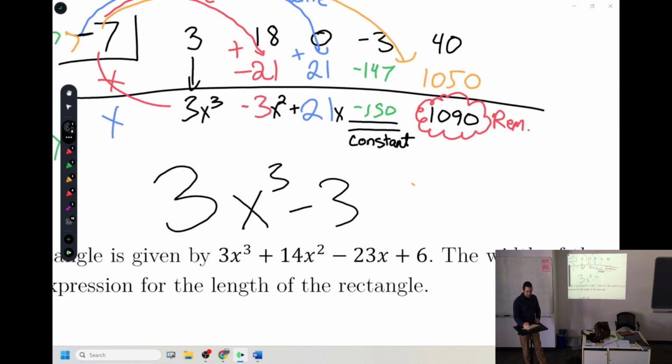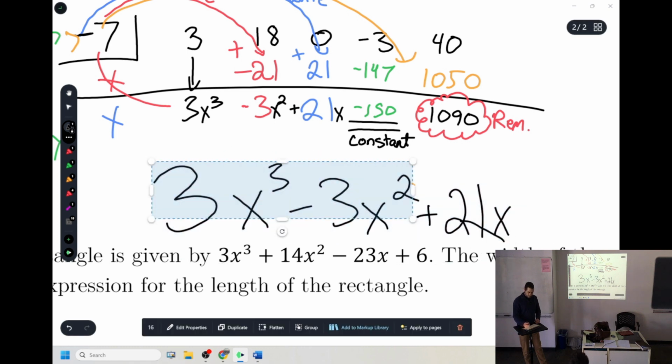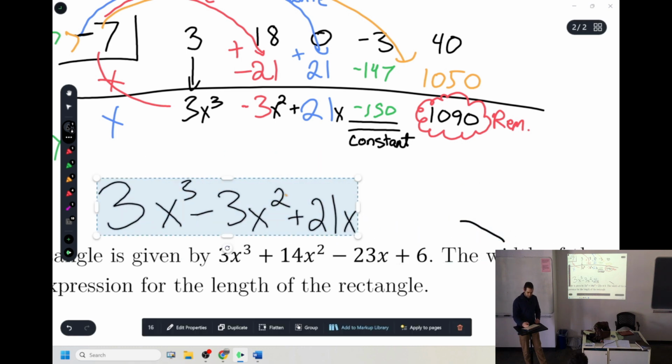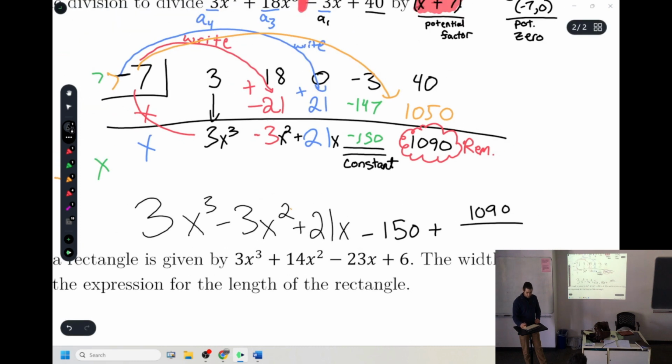3x3 minus 3x2 plus 21x. I'm running out of room. Minus 150 plus 1090 over x plus 7.